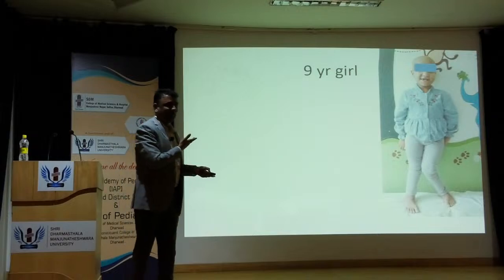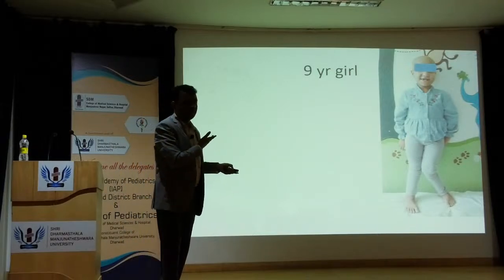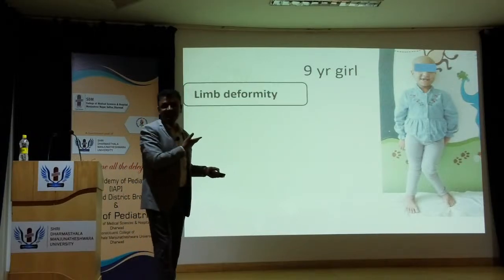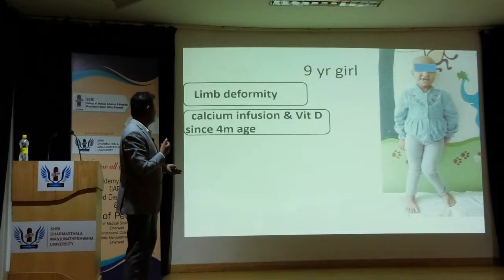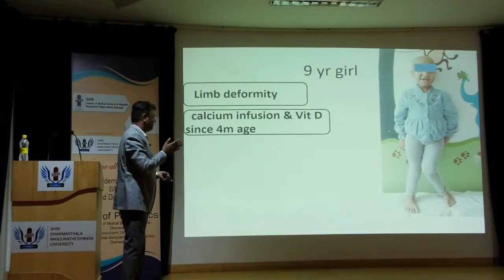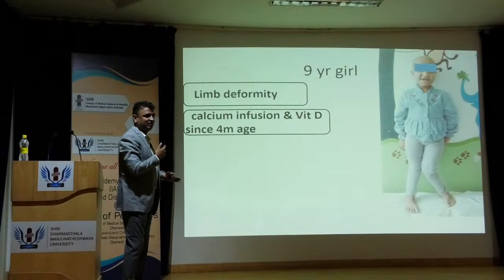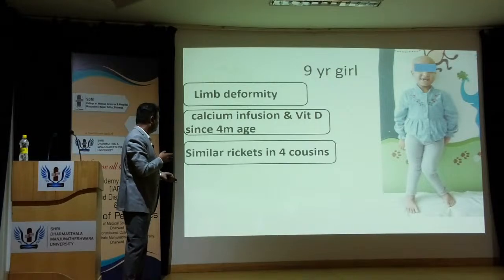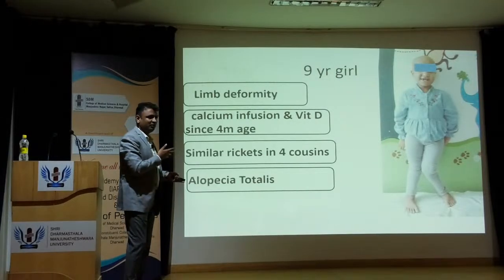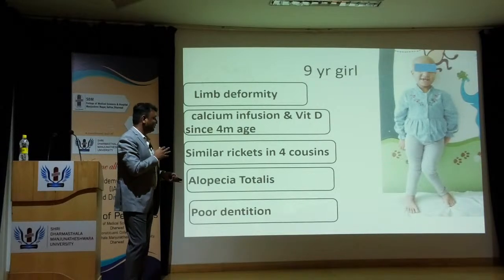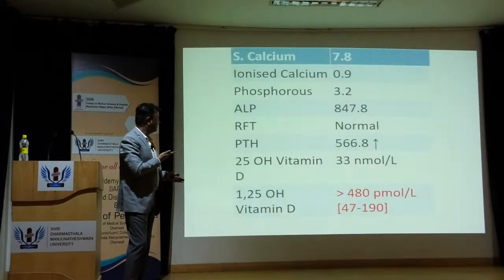Anybody can shout the diagnosis looking at her hair? Type 2. This is VDDR type 2. You can see the limb deformity. This child is on calcium infusion since early life. Similar type of issues in the other cousins. Alopecia totalis. This is poor dentition. You can see the X-ray.